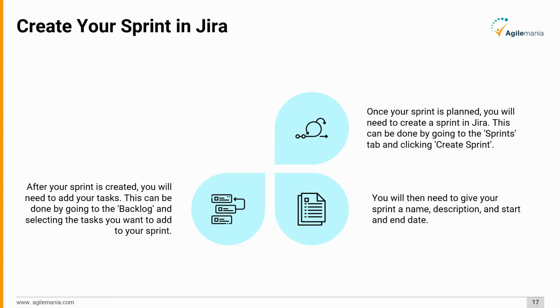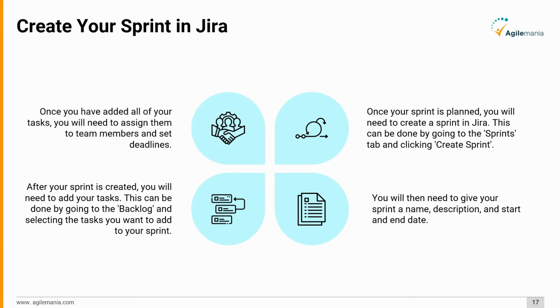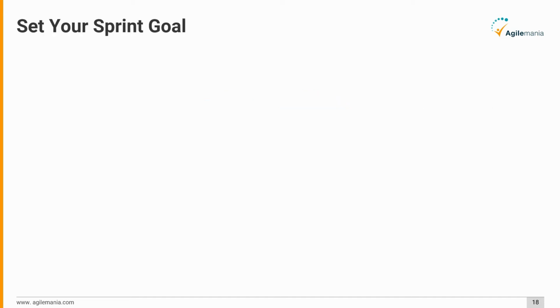After your sprint is created, you will need to add your tasks. This can be done by going to the backlog and selecting the tasks you want to add to your sprint. Once you have added all of your tasks, you will need to assign them to team members and set deadlines. Then, set your sprint goal.